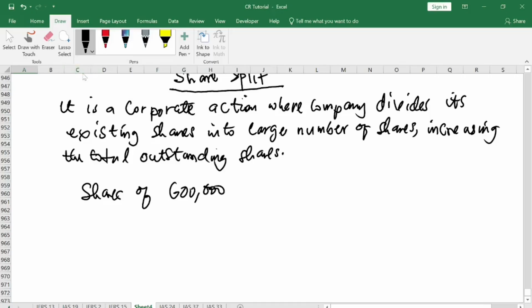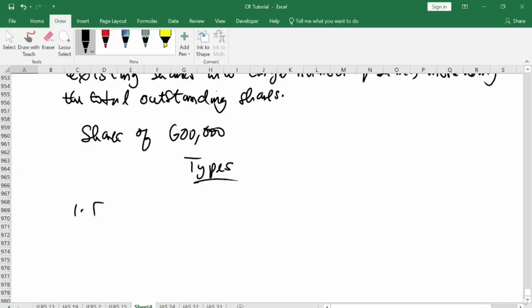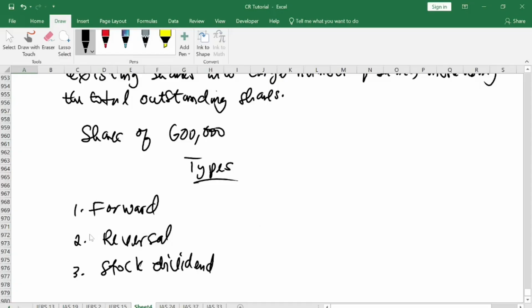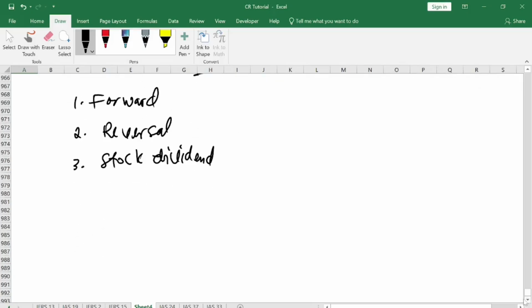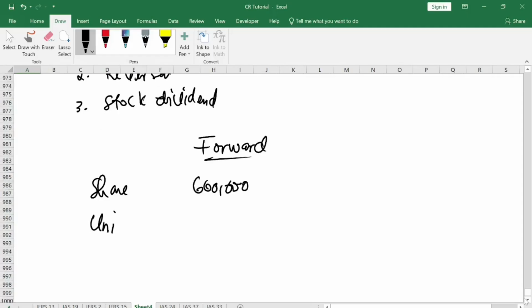Now we have types of share split. We have forward, we have reverse, and we have stock dividend. Our emphasis will be on the first two. Now let us look at the forward split. If the company owns 600,000 shares, and the unit price of the share is 2 cedis, and then they say that they should do a forward split of 2 for 1.